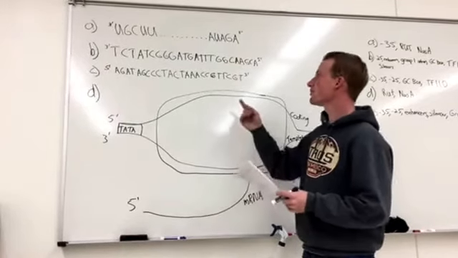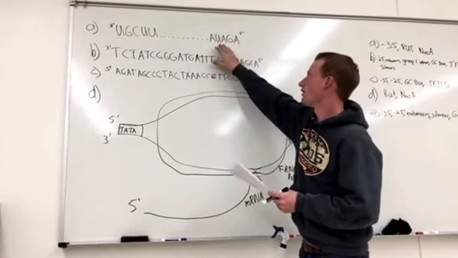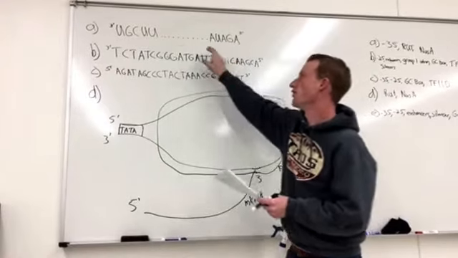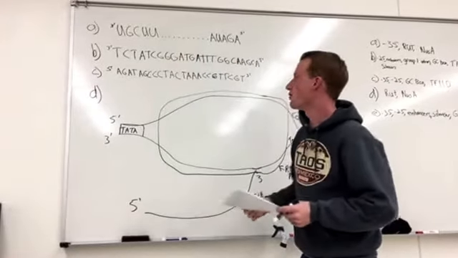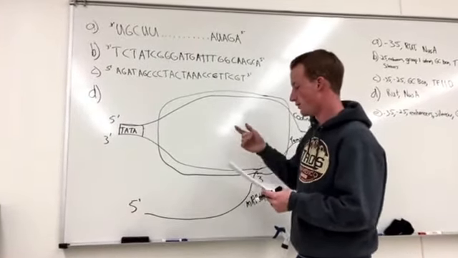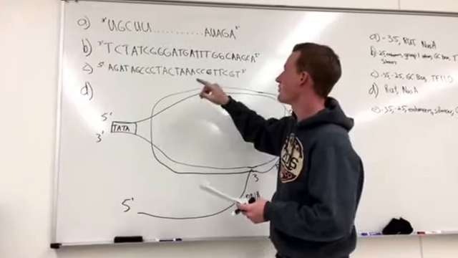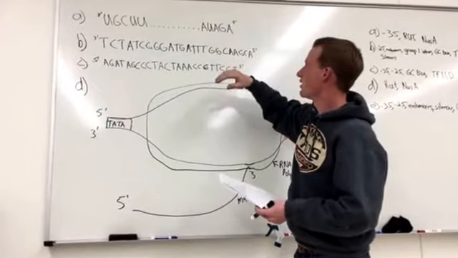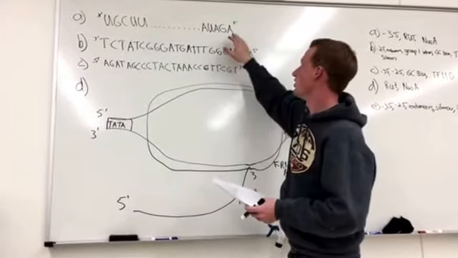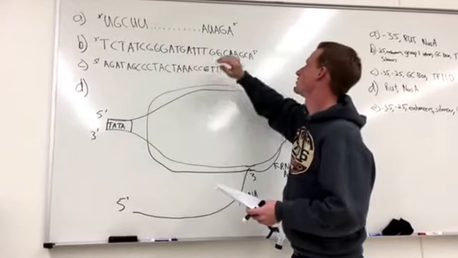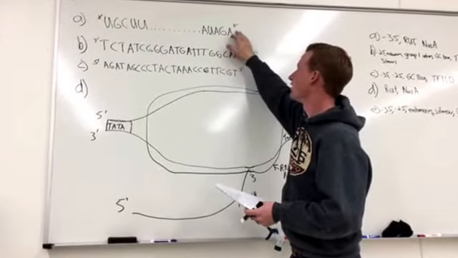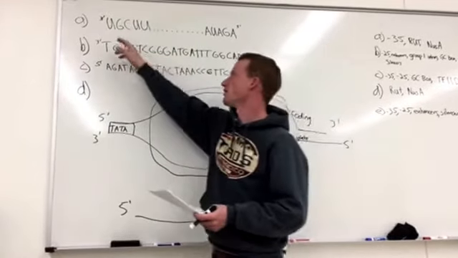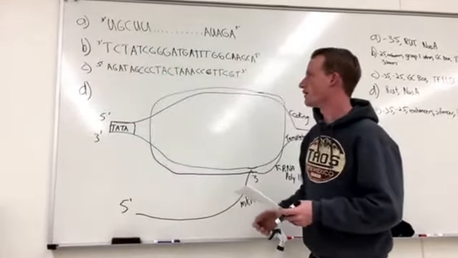Okay, so for question number 1, we're given this RNA sequence, and I abbreviated it a little bit since we were given it. Part A is asking to find which end is the 3' end and which end is the 5' end. It tells us that it's produced from right to left. So that shows us that the 5' end is going to be over here on the right-hand side, and the 3' end is going to be over on the left-hand side.